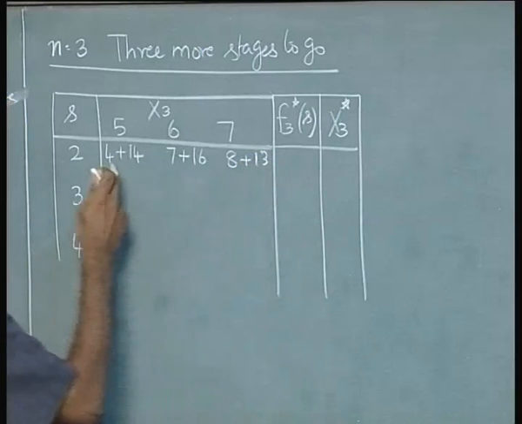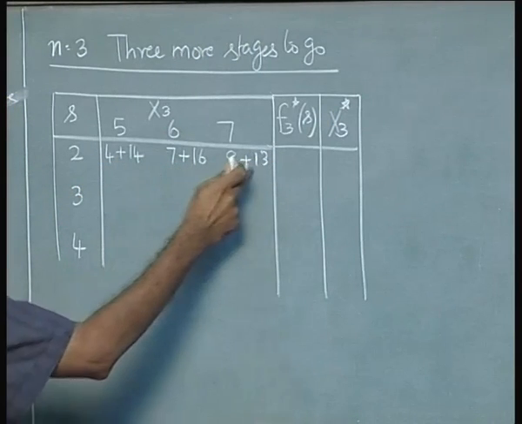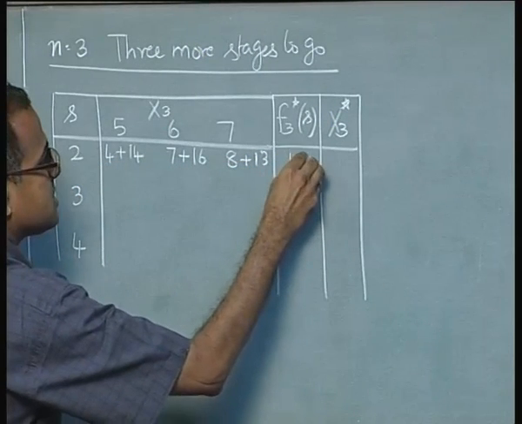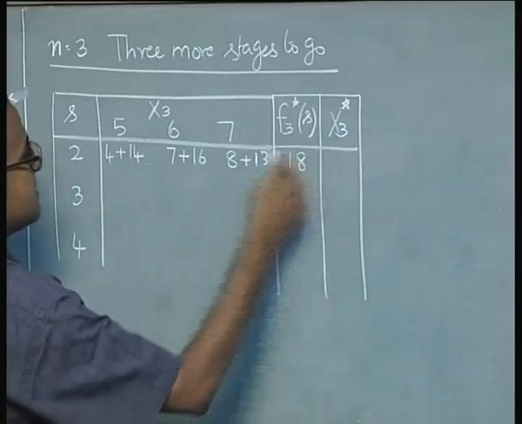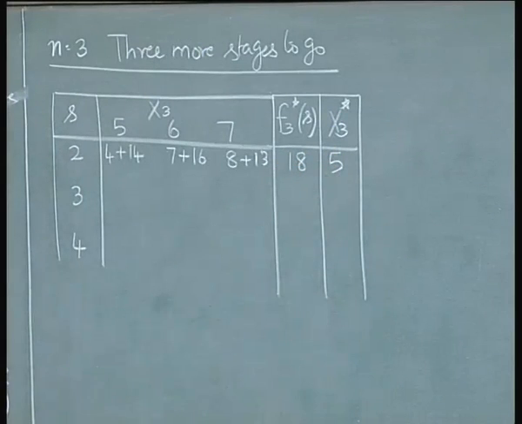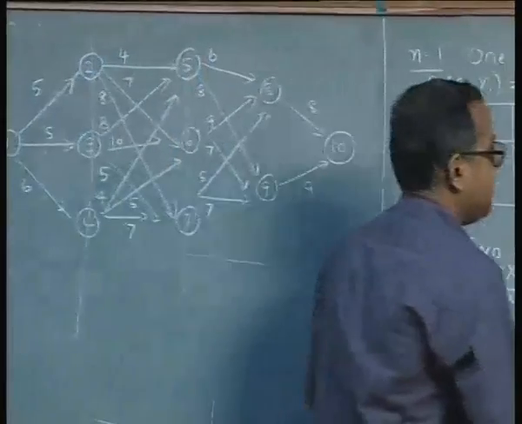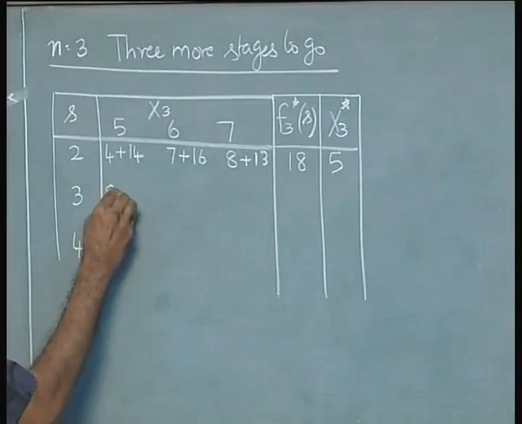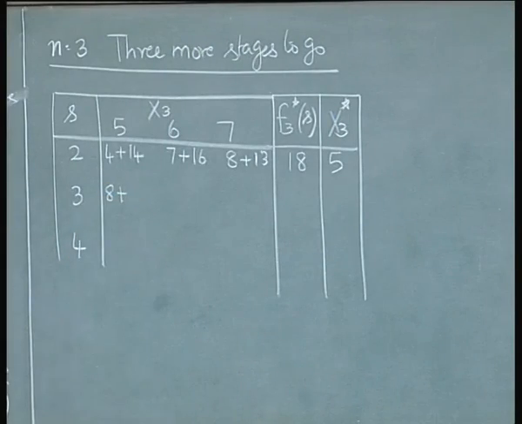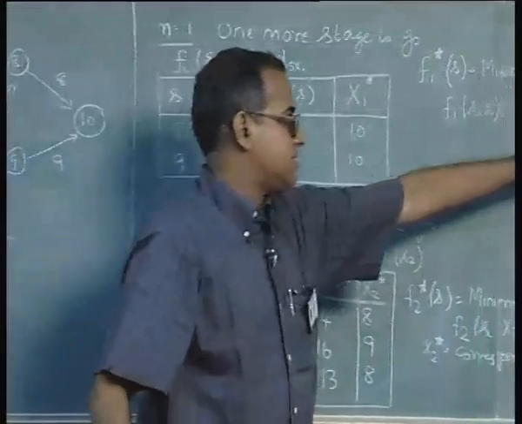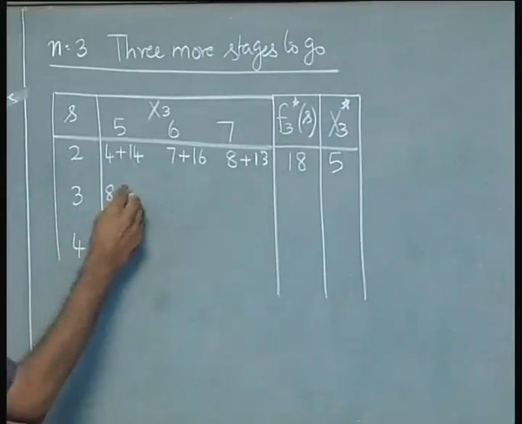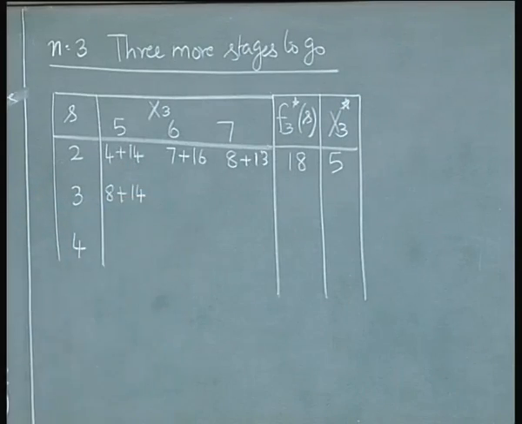So this is 4 plus 14 is 18, 23 and 21. So the best value is 18 and x3 star is 5. If I am in 3 and I decide to go to 5, it is 8. 5 to destination is this 14, which is written here, so you can directly copy this 14.